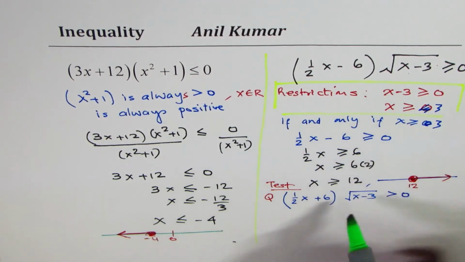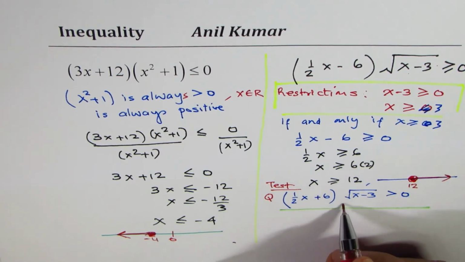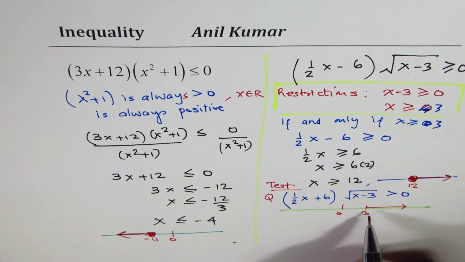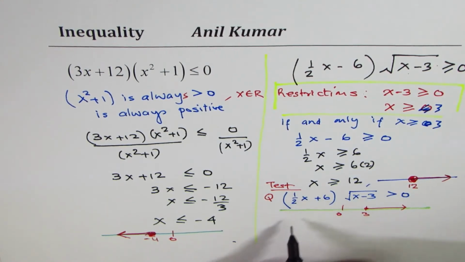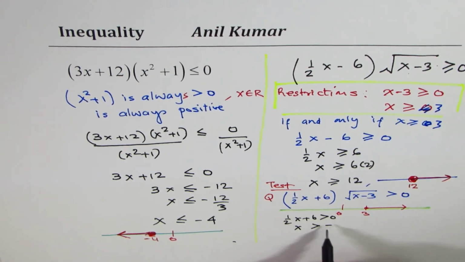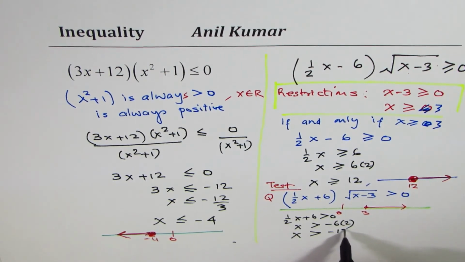As we did earlier, we'll now work in the domain where x is greater than or equal to 3. So within this domain, if I solve, I get 1/2 x + 6 > 0, which means x is greater than -6 times 2, correct? And that is -12. That is, x is greater than -12.